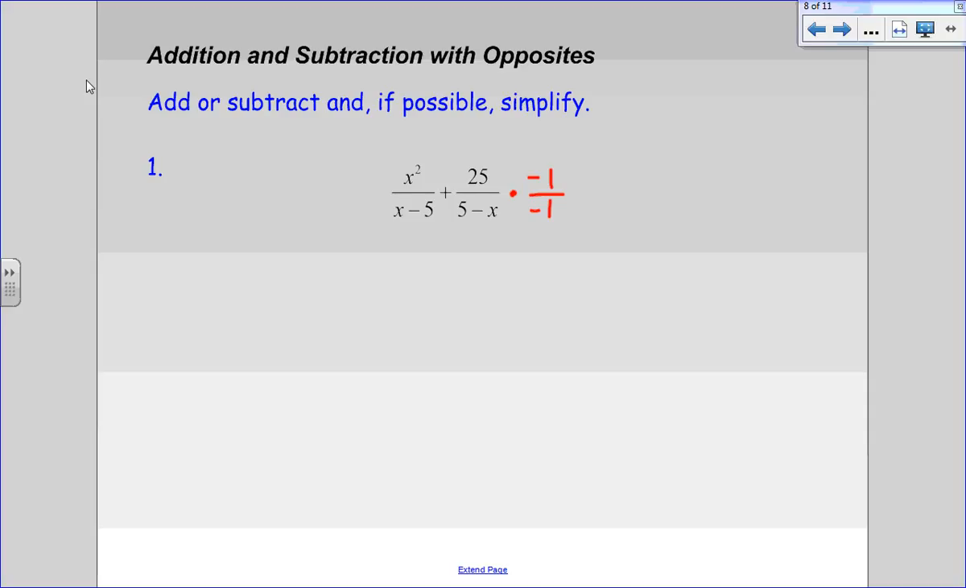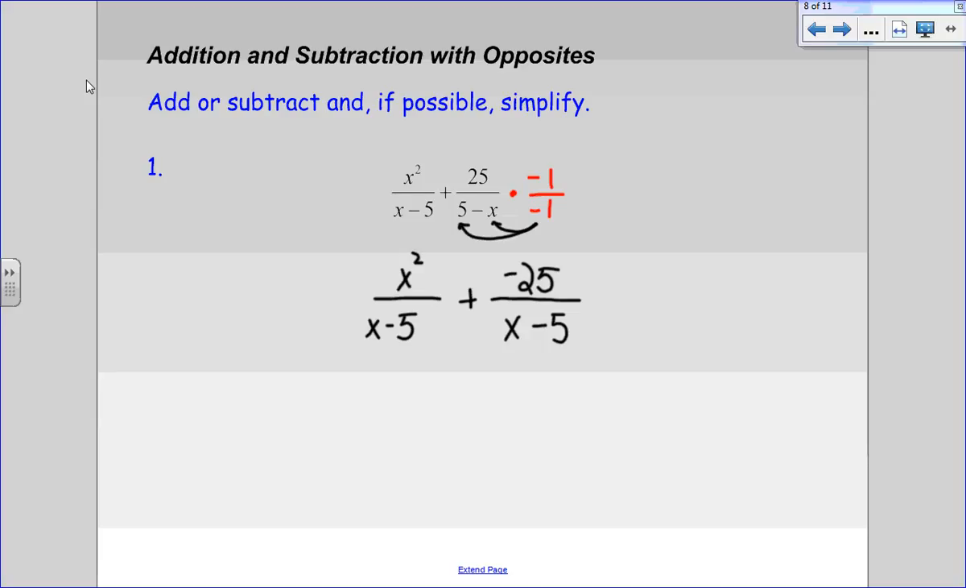The left expression stays the same, x squared over x minus 5. I carried on my plus sign, and then my right expression becomes -25 in the numerator, and in the denominator, I distribute that -1. So I will get a minus 5 and a positive x. And you notice I changed the order so it looks the same now. So we see that we actually have common denominators once we multiplied it by -1 over -1.